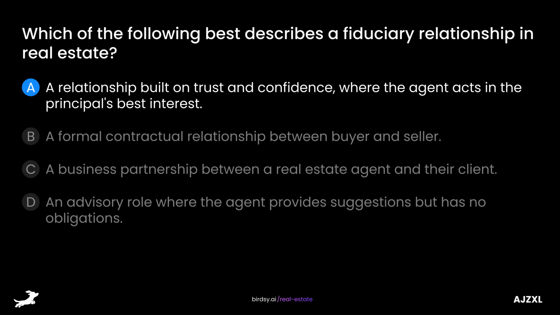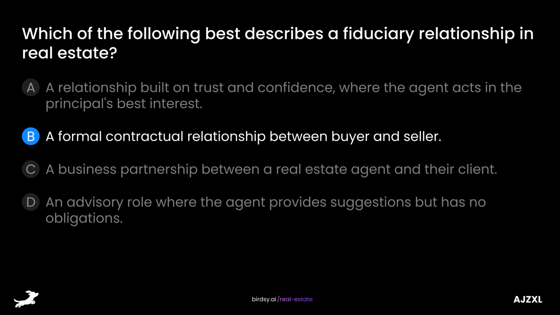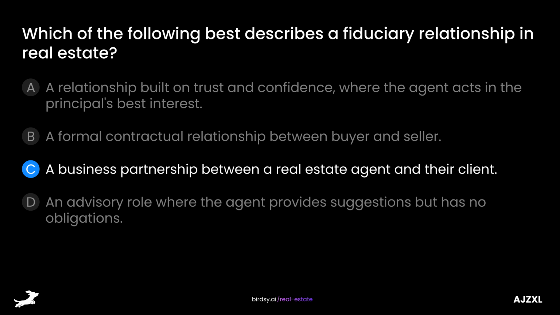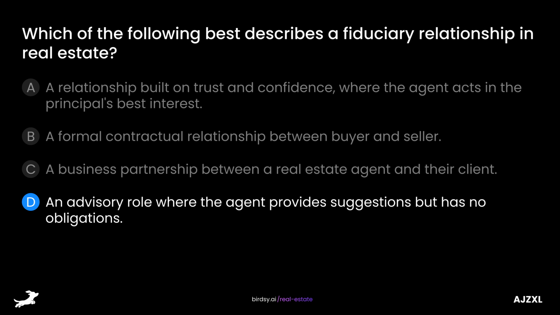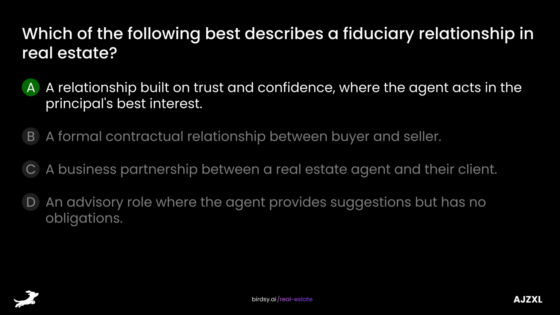Is it A, a relationship built on trust and confidence, where the agent acts in the principal's best interest. B. A formal contractual relationship between buyer and seller. C. A business partnership between a real estate agent and their client. Or D. An advisory role where the agent provides suggestions but has no obligations. The answer is A. A relationship built on trust and confidence, where the agent acts in the principal's best interest.